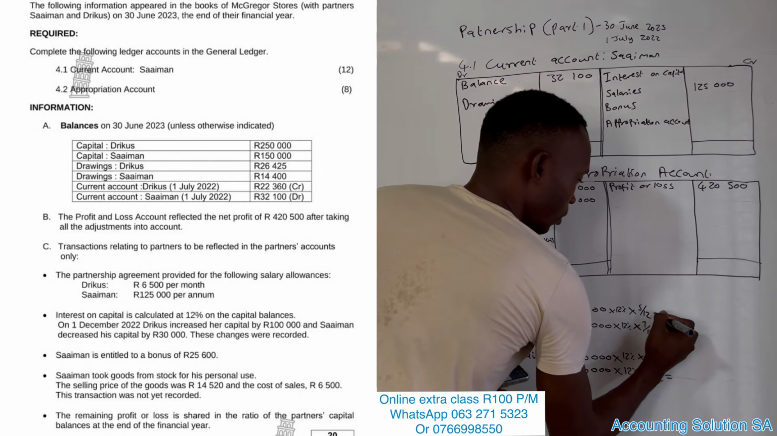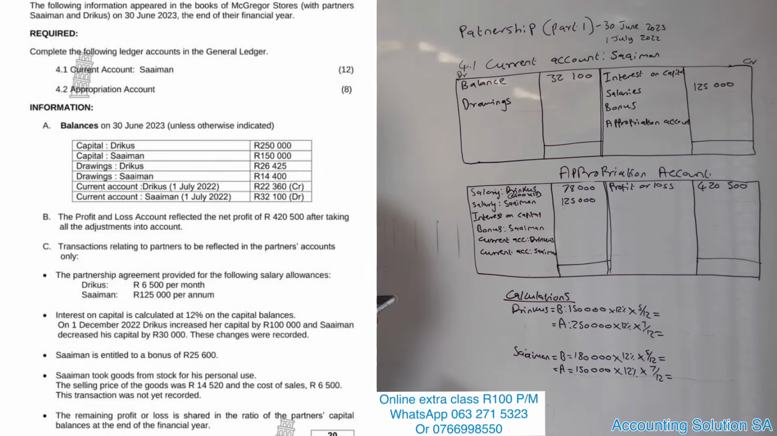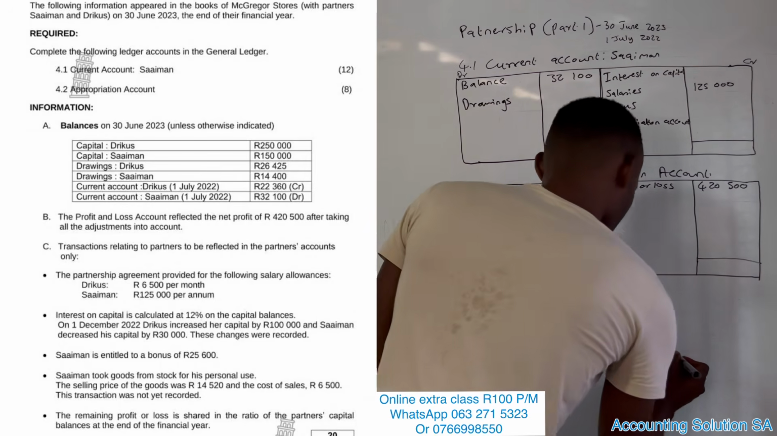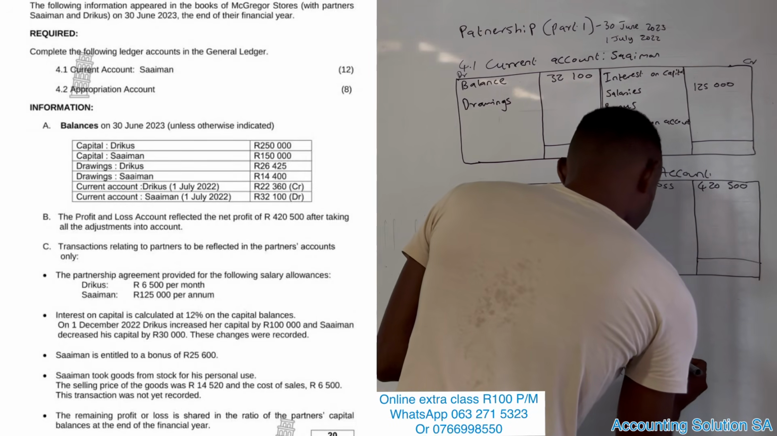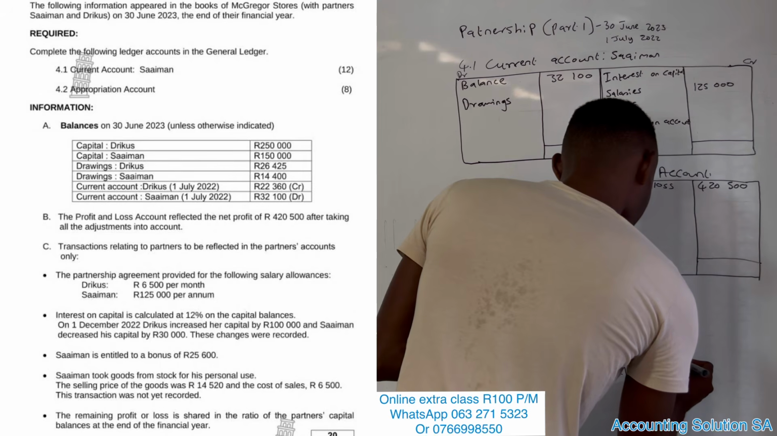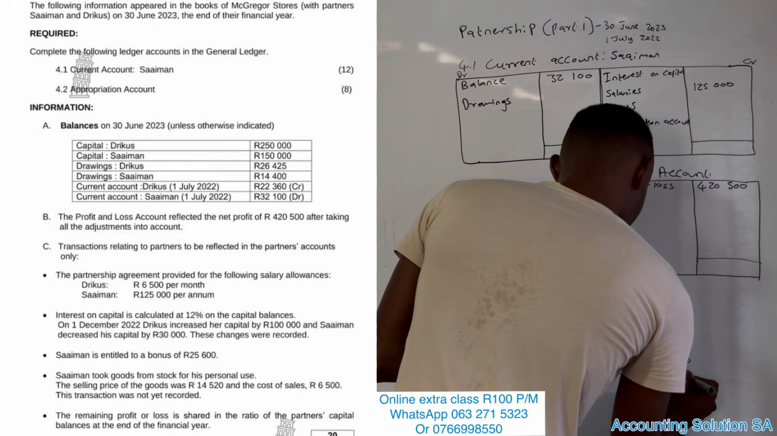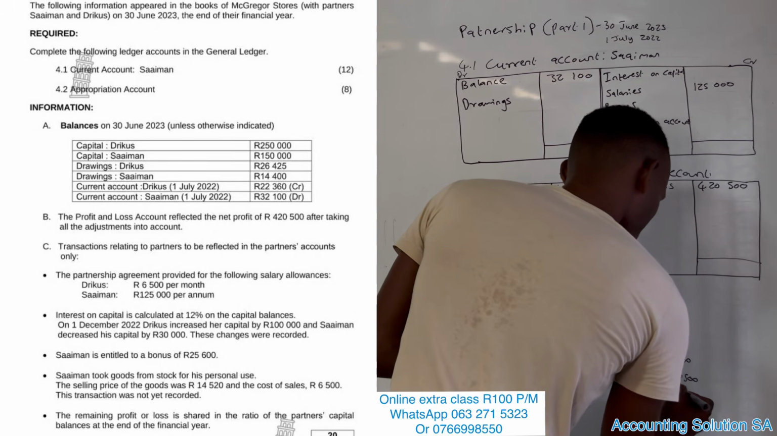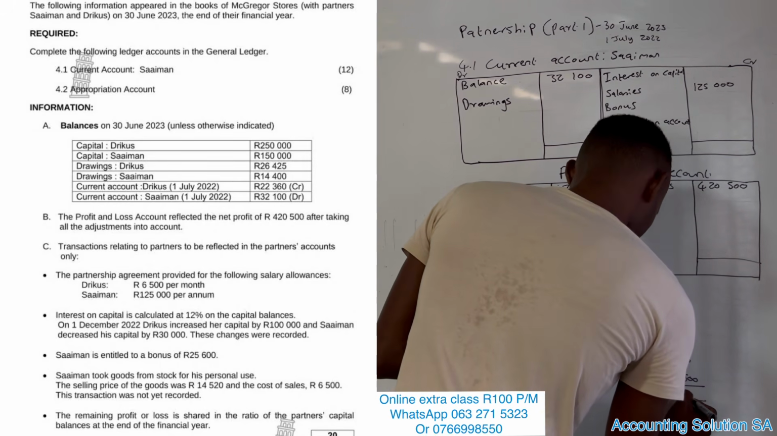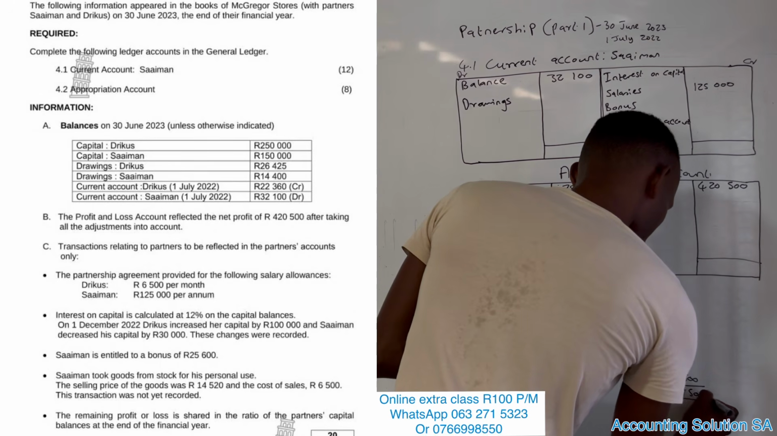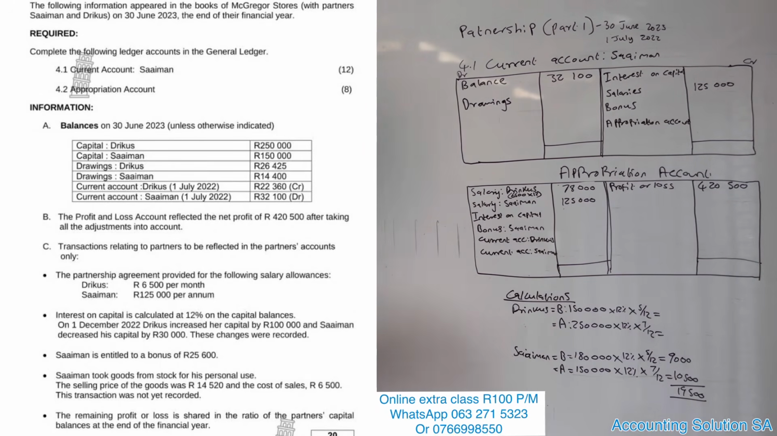Okay, we have to calculate here. For 180,000 multiplied by 12% multiplied by 5 over 12, it's going to give us 9,000, and this one is going to give us 10,500. But in total, this partner has 19,500. It's for Simon.